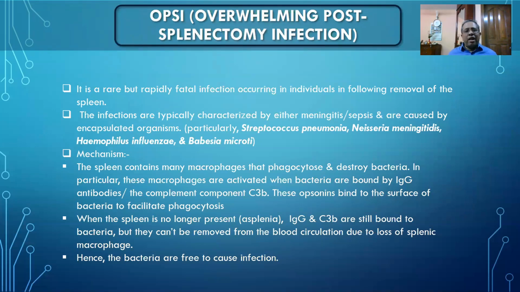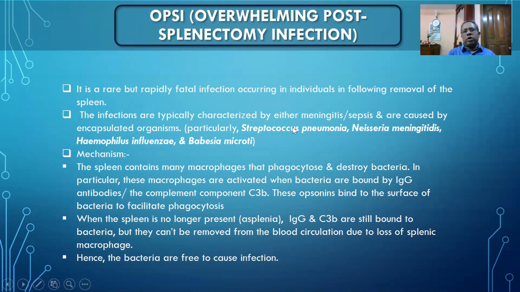The answer is: it is a rare but rapidly fatal infection occurring in individuals following removal of the spleen. So after removal of the spleen, there is a chance of infection. This is called overwhelming post-splenectomy infection. The infections are typically characterized by either meningitis or sepsis and are caused by encapsulated organisms. Particularly, the organisms are Streptococcus pneumoniae, Neisseria meningitidis, Haemophilus influenzae, and Babesia microti. In some books Escherichia coli is also written.